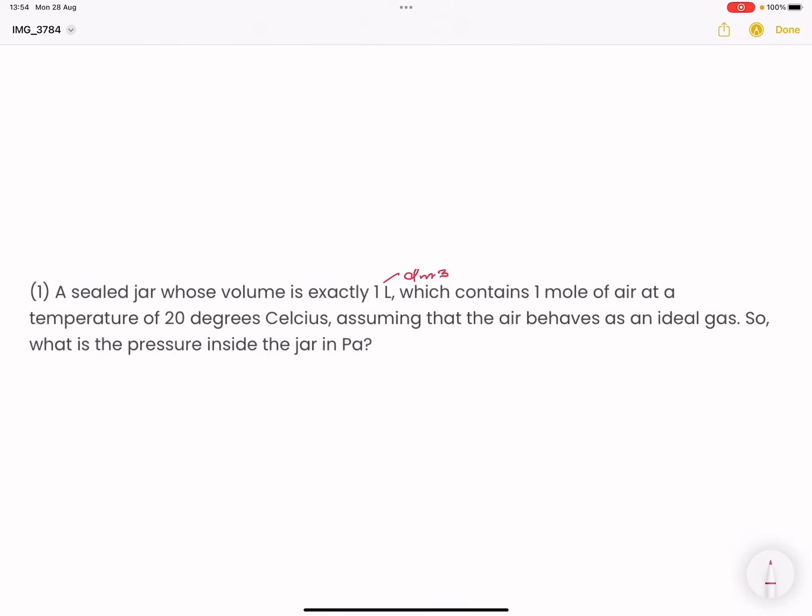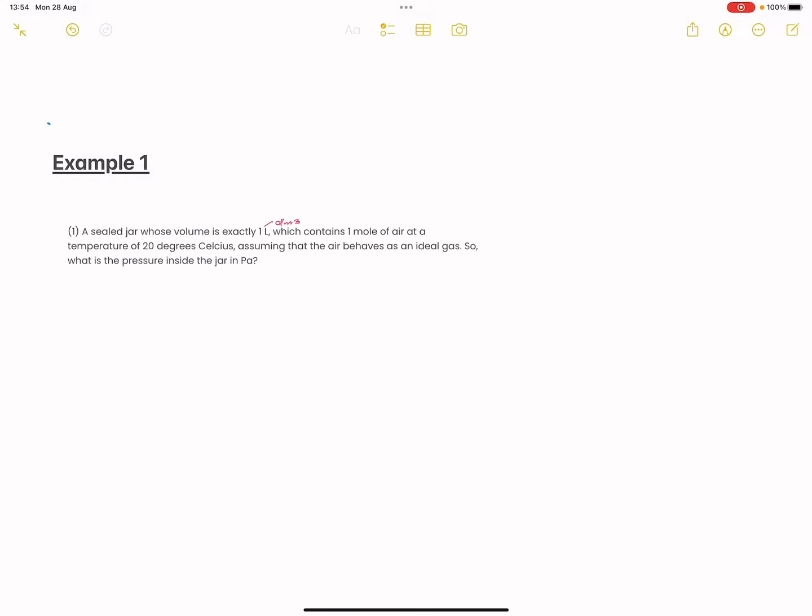Okay, so they say it contains 1 mole of air at a temperature of 20 degrees Celsius. Assuming that the air behaves as an ideal gas, what is the pressure inside the jar in pascals? All right, now let's have a quick look at what information we're given.